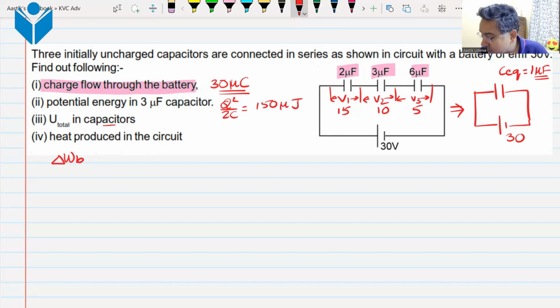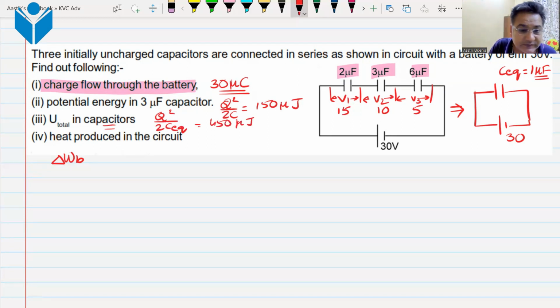To find the total energy in all the capacitors, you can find it by V square by 2 times C equivalent. Yes or no? Yes, sir. And I think that answer is going to come as 450 microjoules. Yes or no? Yes, sir.